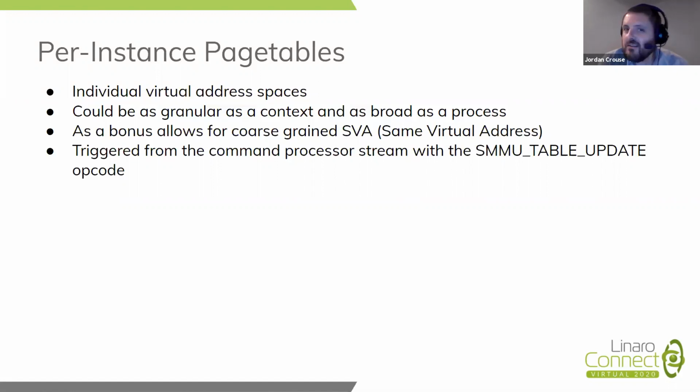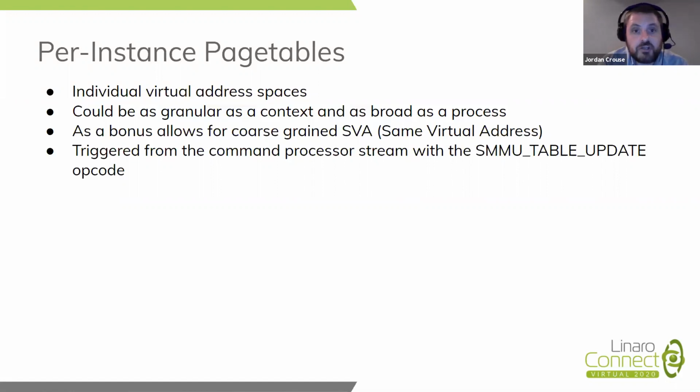The name changes a little bit. I call it per instance, but it's also called per process because this can be as granular as a context and as broad as a process. So if you are able to track all the file descriptors and contexts that are part of a process, you could switch the page table for each process and have it available to multiple contexts.